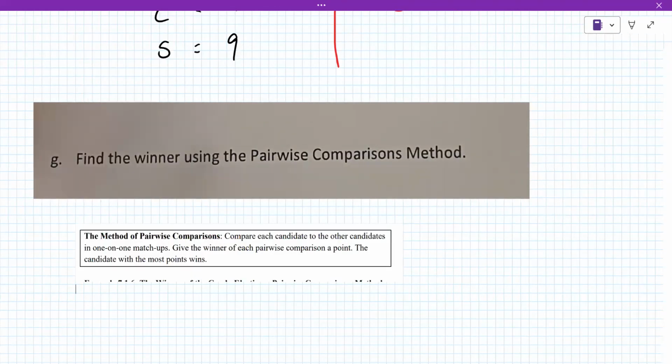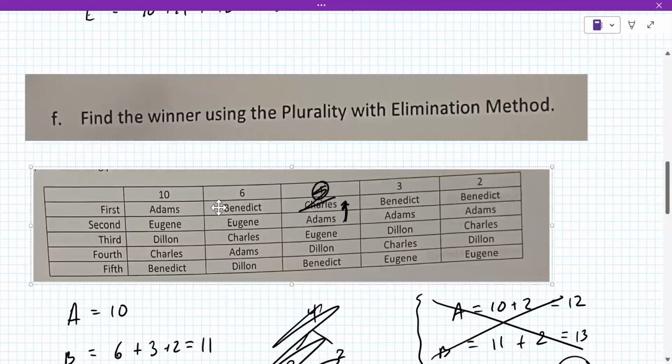Okay, so we compare them one-on-one. Okay, so let me just double check how they do this. Okay, so I believe I can properly explain this now. Let me go grab this one more time.